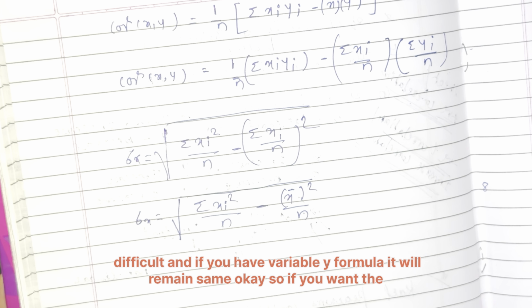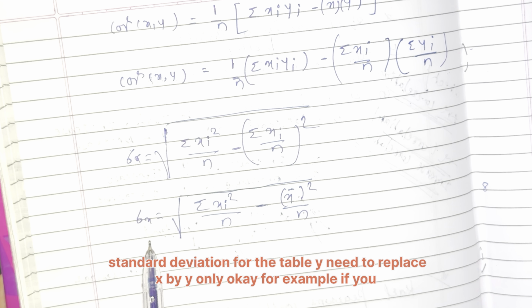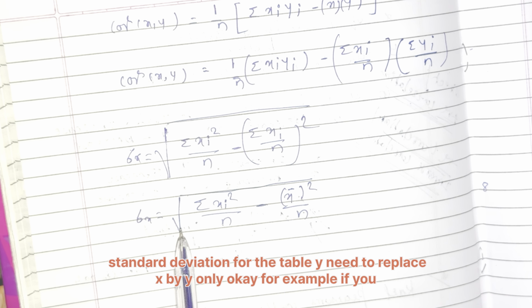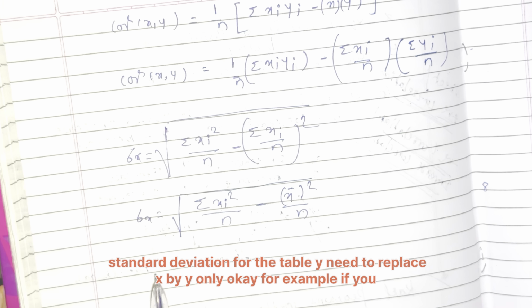If you have variable y, the formula remains the same. To find the standard deviation for y, you only need to replace x by y. For example, standard deviation with respect to y is the square root of summation of yi square divided by n minus (summation of yi divided by n) square. These are the formulas we need for finding the answer.